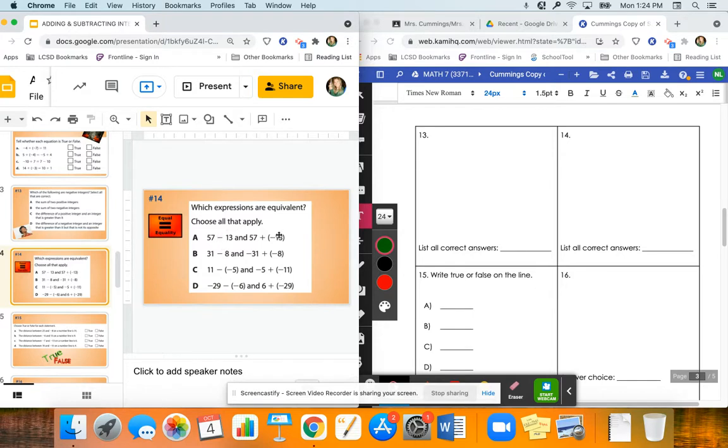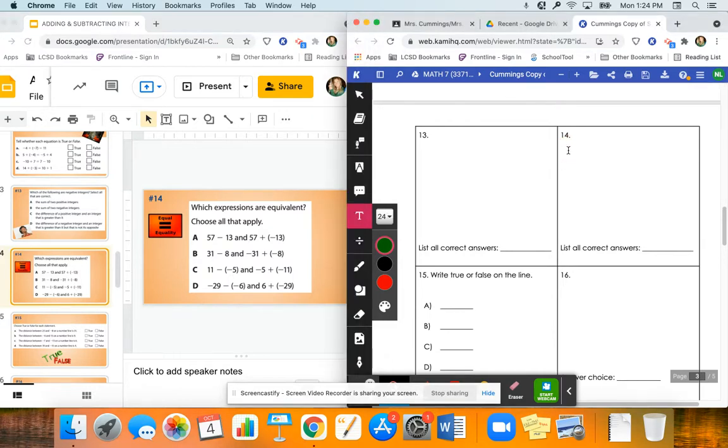So all the expressions that are equal, you're writing those on the line for number 14. If you're having trouble, I would go through, for example, letter A, and write 57 minus 13. If I do keep, change, flip, because it's a minus problem, I would keep 57 and add the opposite, negative 13. So is that what this one says? 57 plus negative 13? Absolutely. So I would put an A on the line.